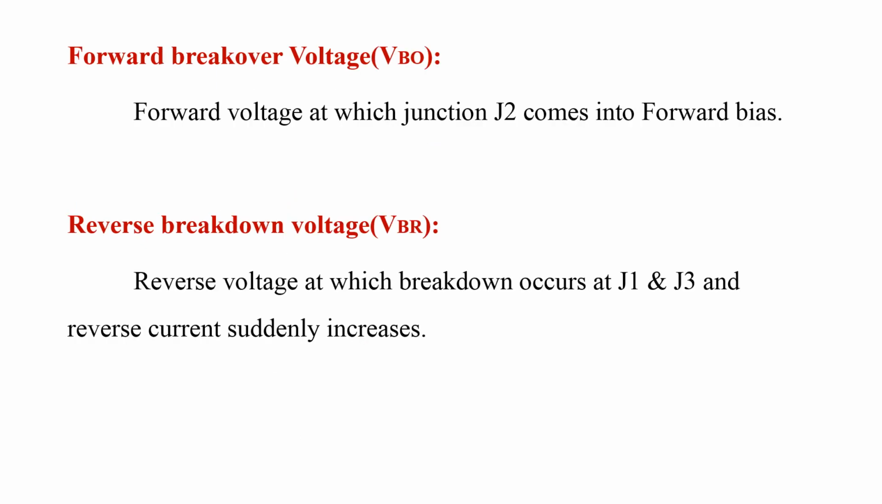Similarly, coming to the concept of forward breakover voltage and reverse breakdown voltage. Forward breakover voltage is defined as the forward voltage at which junction J2 comes into forward bias and the SCR starts conducting. It is denoted as VB0. Similarly, the reverse breakdown voltage is the reverse voltage at which breakdown occurs at junctions J1 and J3 and a high amount of reverse current flows through the SCR.